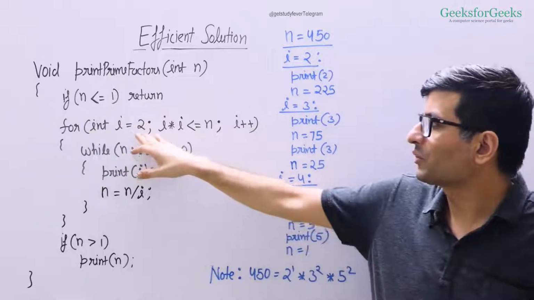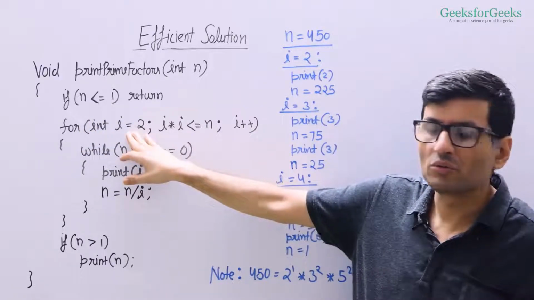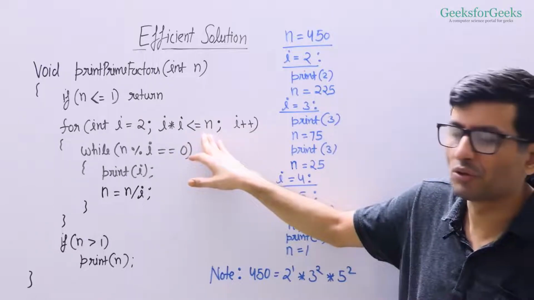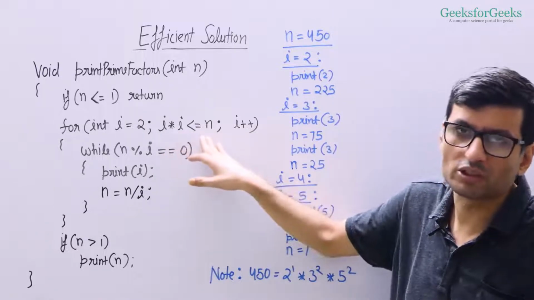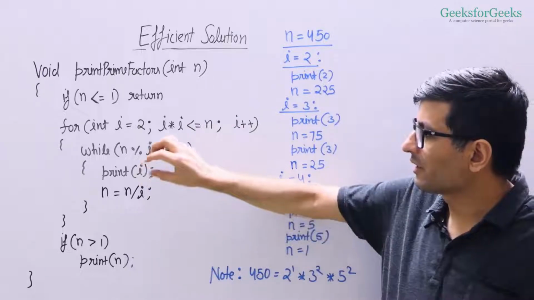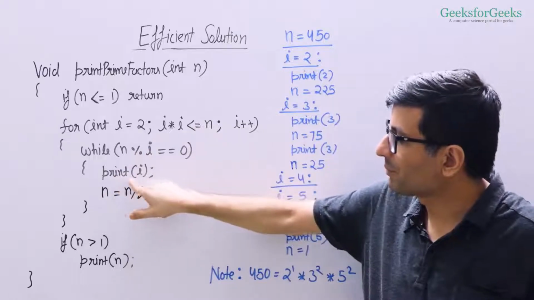For other numbers, we will run a loop from I equal to 2 and we will run the loop till square root of n. So instead of computing a square root of n, I have written I into I smaller than or equal to n, and then I plus plus. And if current number divides I, then we are going to print I.